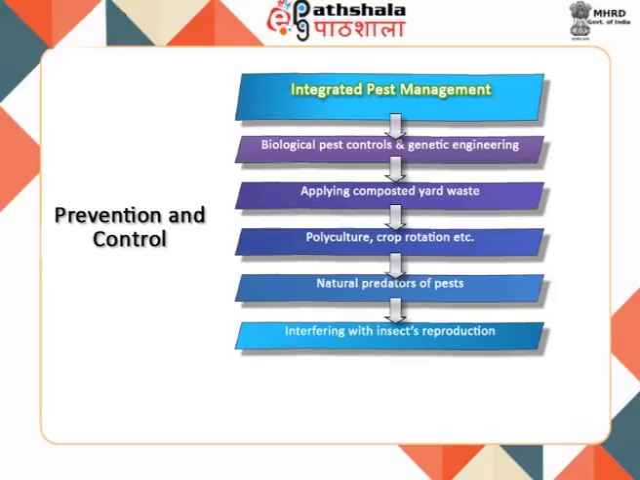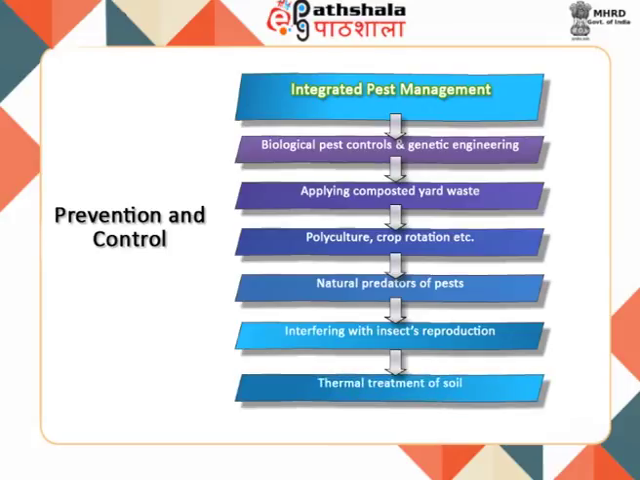Interfering with insects' reproduction can be accomplished by sterilizing males of the target species and releasing them, so that they mate with females but do not produce offspring. Another alternative to pesticides is the thermal treatment of soil through steam. Soil steaming kills pests and increases soil health.